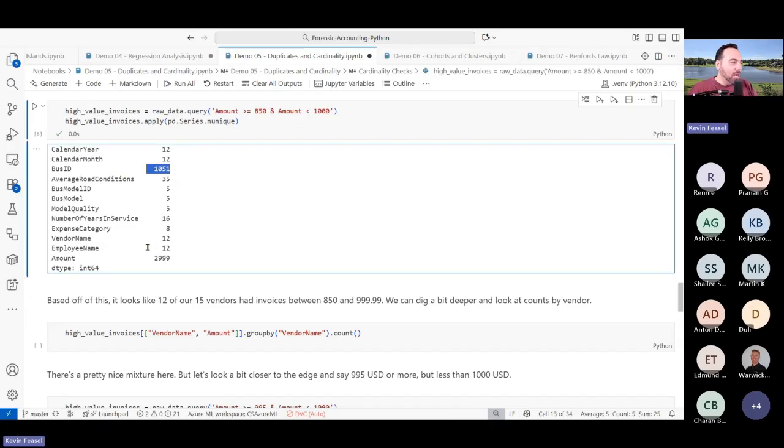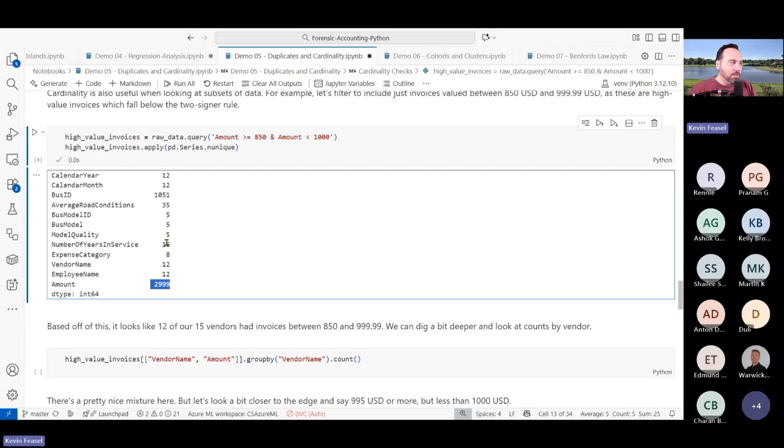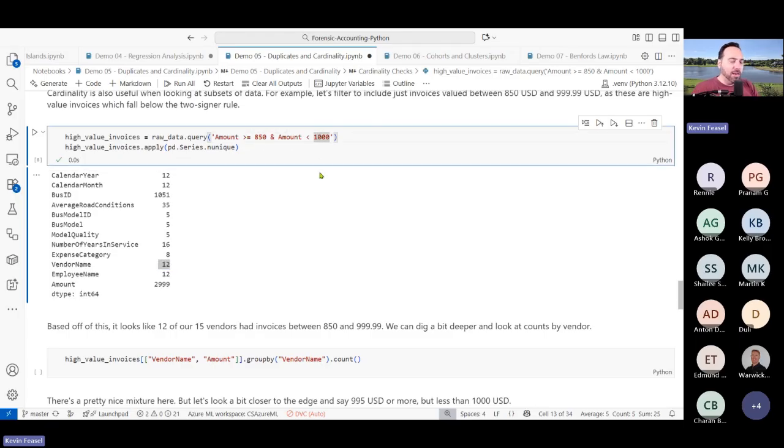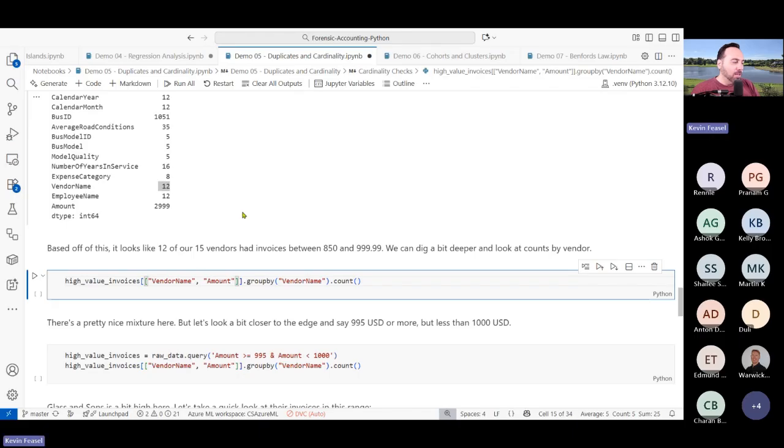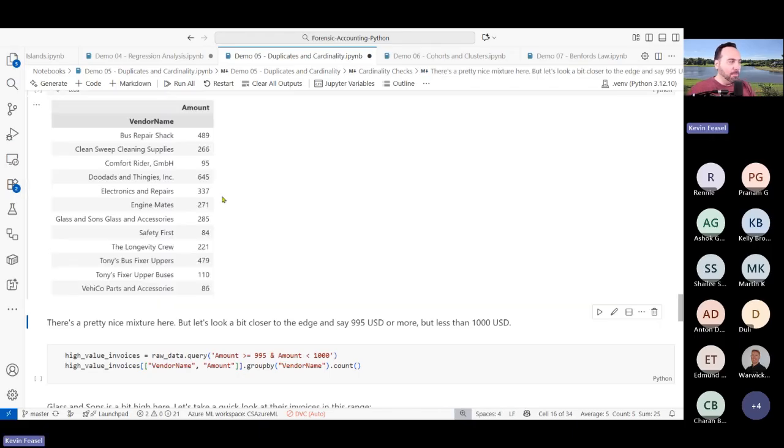And these are unique values. So we have 1,000 buses, 2,999 unique amounts that are below $1,000. And 12 of our 15 vendors have at least one invoice that was between $850 and just below $1,000. So let's look at how frequently this comes up. We look at these, and a lot of these vendors have several hundred. So that's just a regular mixture, nothing too special.